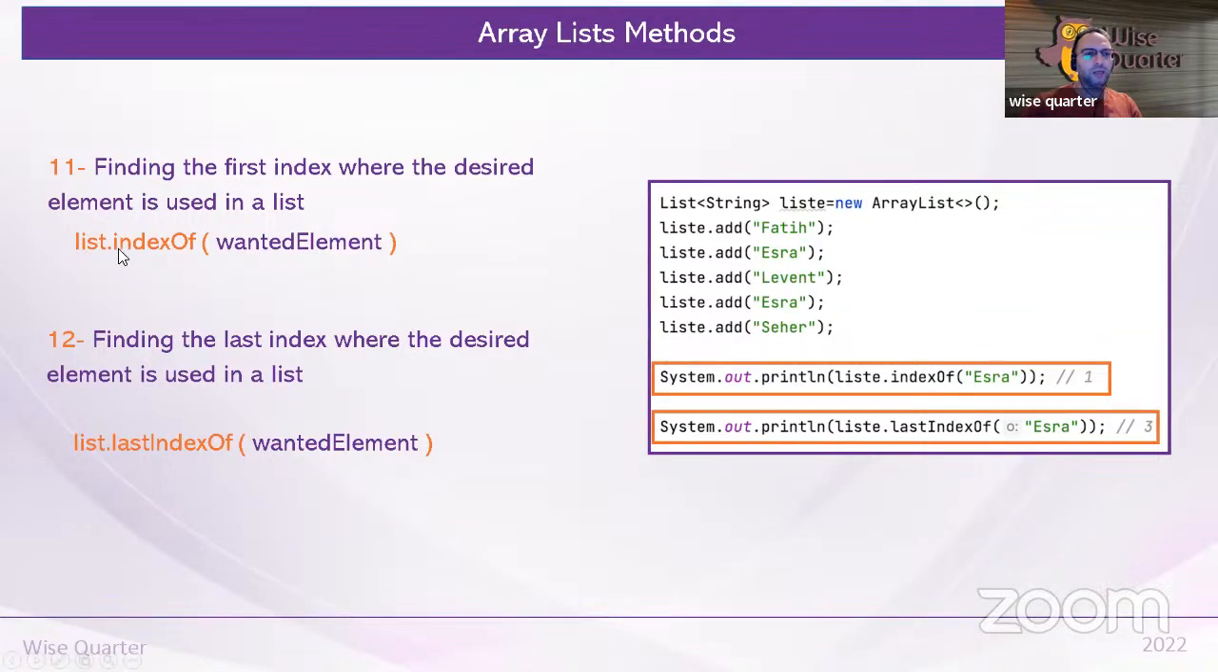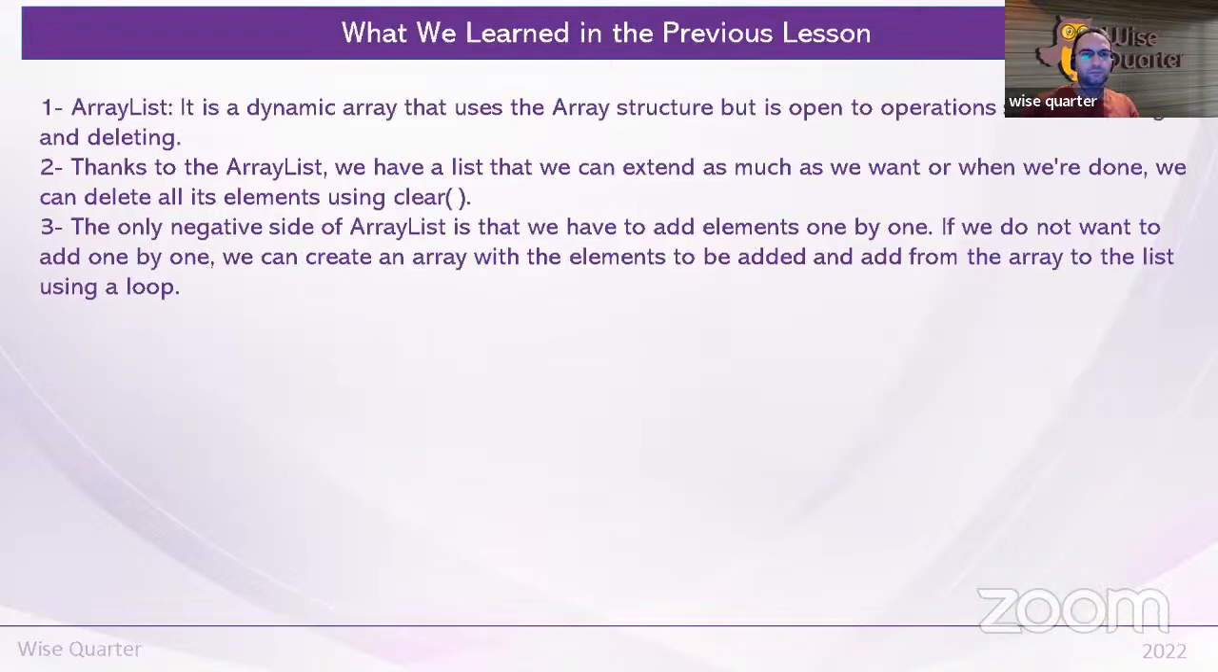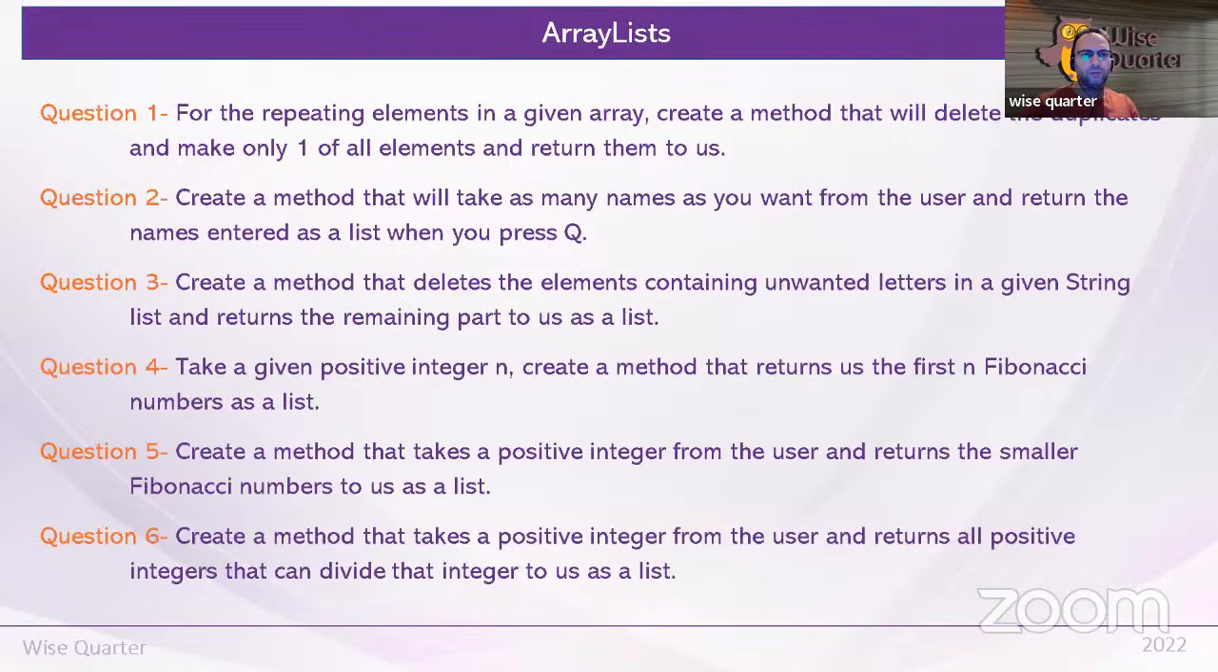Yes, we have learned the list.index of starts from the beginning of the list and checks if the list has the element. If it has it, it will return the index number. If you want to start from the end of the list, you should use last index of. But don't forget, a list number starts always from the beginning. It doesn't matter from which side you start to check. The index number is always counted from the beginning. And a few things. Yes, let's try to solve questions.